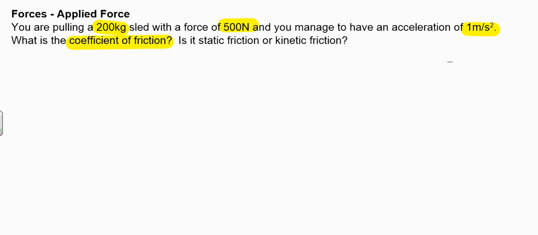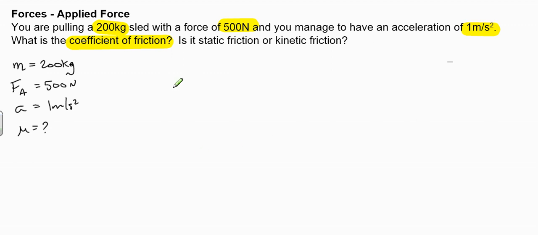In this case, we have a mass of 200 kgs. We have a force. Now, it doesn't say it's applied force, but if you read the question, you're pulling with the force, so you are the person applying the force: 500 newtons. And we have an acceleration of 1 meter per second squared. And we are looking for mu.